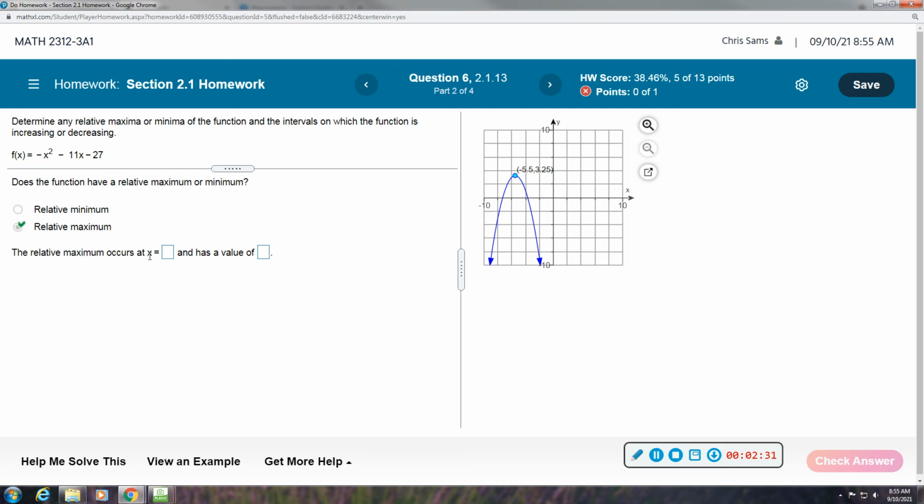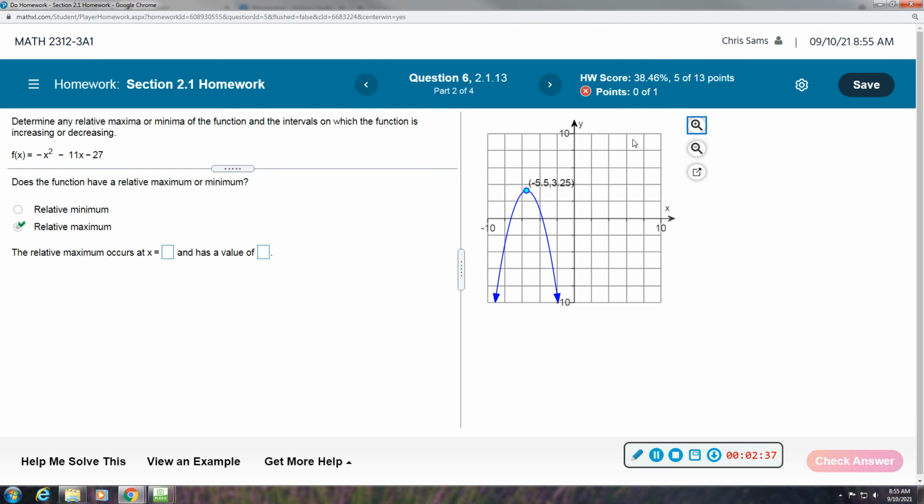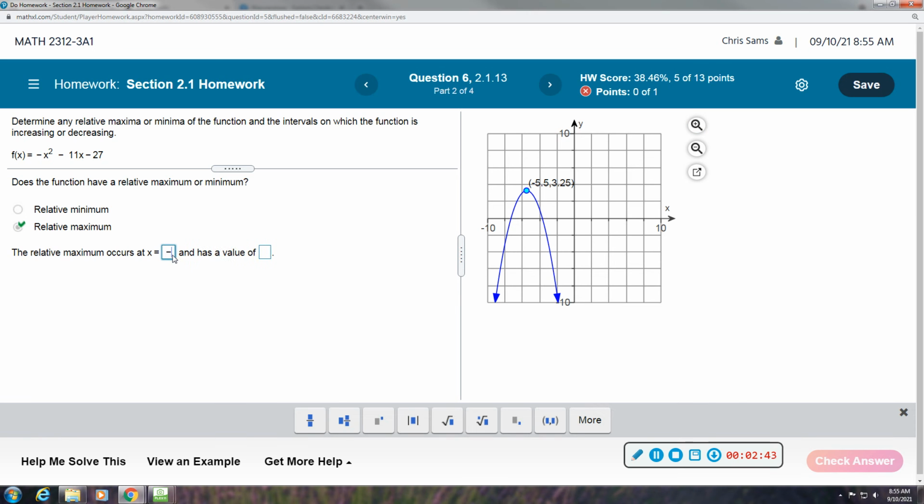Where does the maximum occur and what is the value? So x is the position where it occurs. And as you can see, the x coordinate is negative 5.5. So that's where the maximum happens. The value of the maximum corresponds to the y value. So the y coordinate is 3.25.